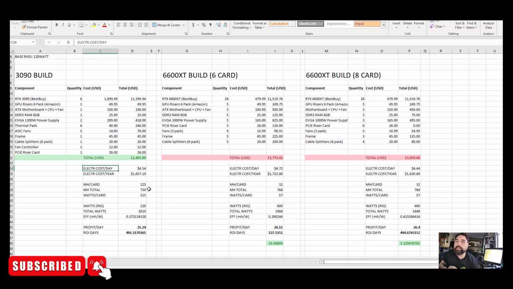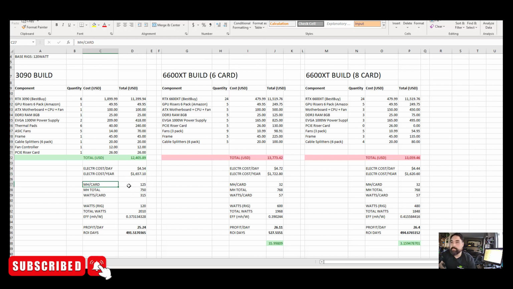Let's start at the 3090. Electrical cost per day is $4.54. Electrical cost on the 6600 six card rig is $4.72. And the electric cost per day on the 8-card rigs is $4.44. Cost per year on the 3090 is $1,657, roughly. On the 6600 6-card, $1,722.80. And on the 8-card 6600s, $1,620.60.